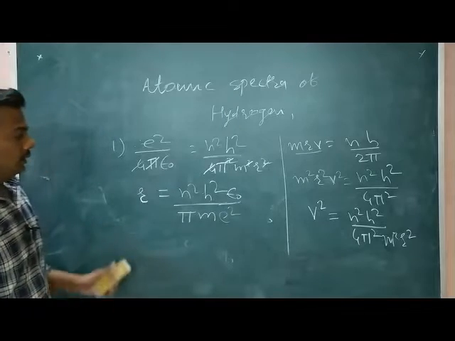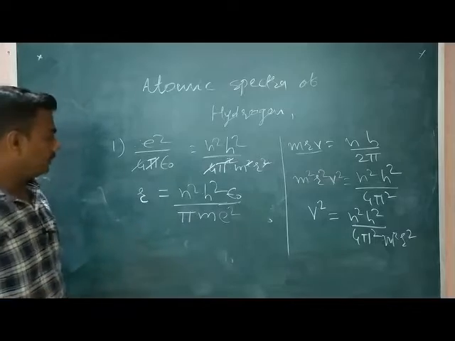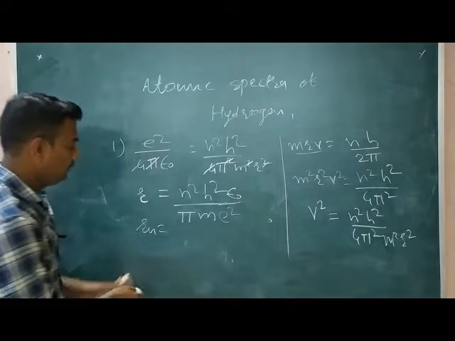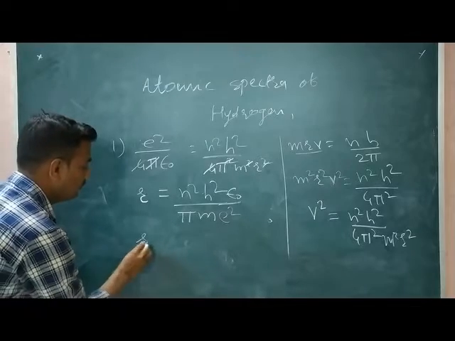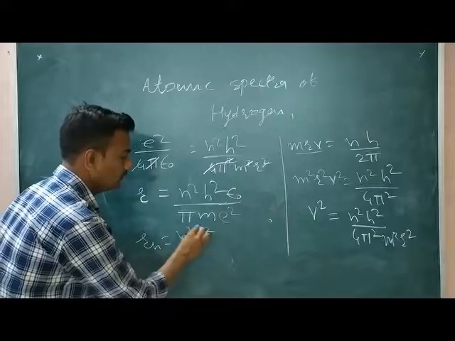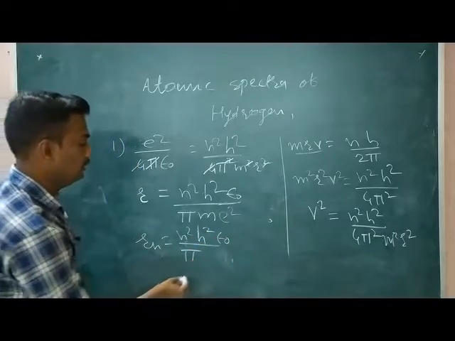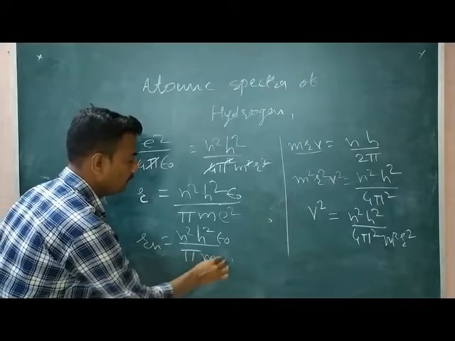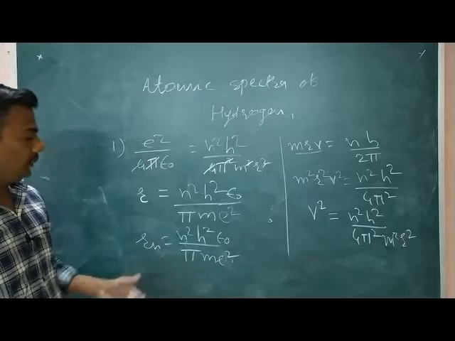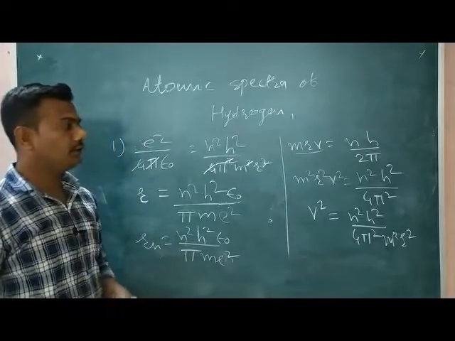Okay, so radius of nth Bohr orbit. Suppose Rn represents the radius of nth Bohr orbit, it is equal to n square h square divided by 4 pi square epsilon 0 pi m e square. Okay, so this Rn gives the radius of nth Bohr orbit.